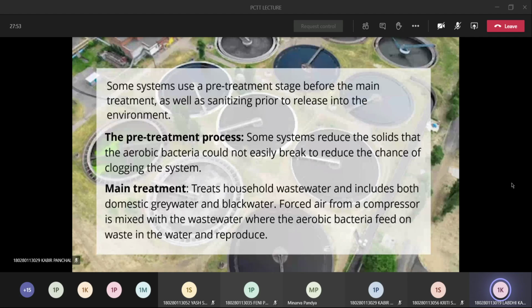Basically, before we begin the main treatment of aerobic sludge digestion, there is a little pre-treatment process which includes the reduction of the size of solids, so the aerobic bacteria can easily break them, and there are lesser chances of the system being clogged. Then begins the main treatment. It treats household wastewater and includes both domestic gray and black water. As I already said, through a compressor, air is forced into the sludge or the wastewater where aerobic bacteria can feed on it. Next.